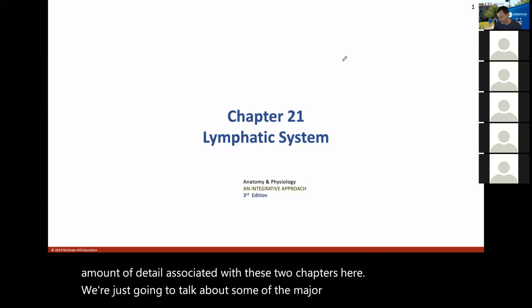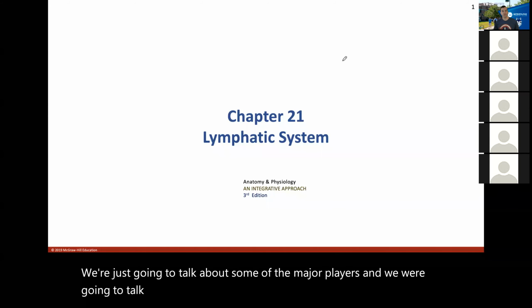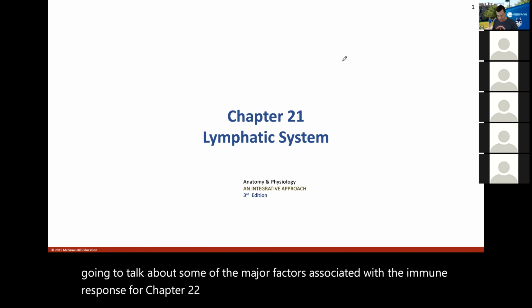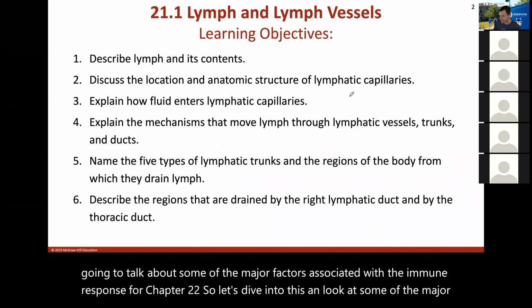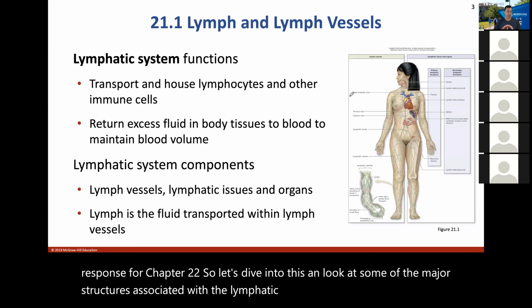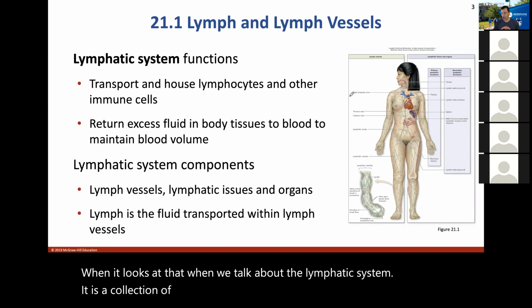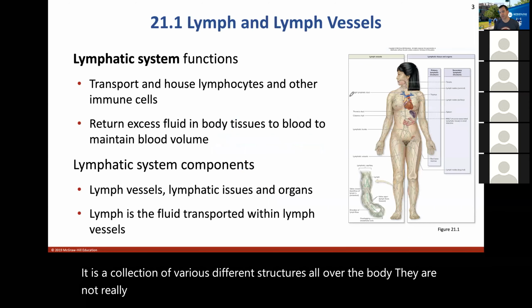And we are going to talk about some of the major factors associated with the immune response for chapter 22. So let's dive into this and look at some of the major structures associated with the lymphatic system. When we talk about the lymphatic system, it is a collection of various different structures all over the body. They are not really isolated, as you can tell from the picture.